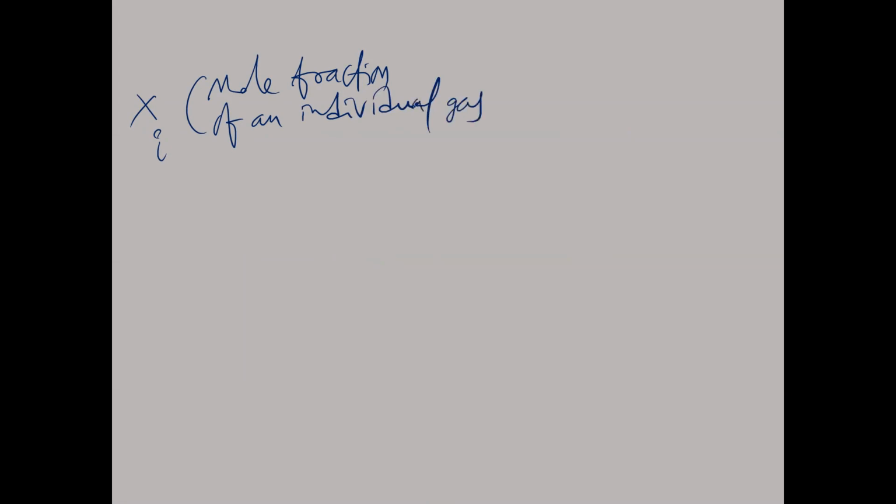Xi is what now here? Suppose mole fraction of an individual gas in a gaseous mixture. I'm taking mole fraction of an individual gas. It is Xi. I indicates what here? Individual. So mole fraction of an individual gas is given by Xi here.